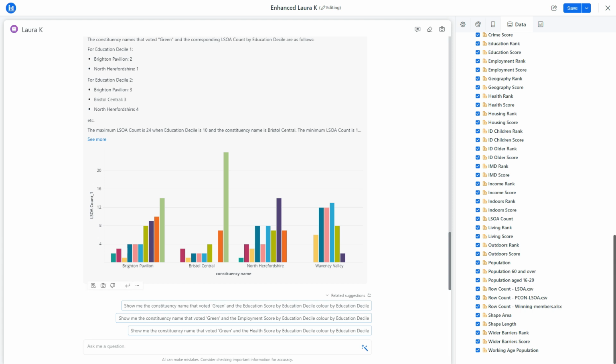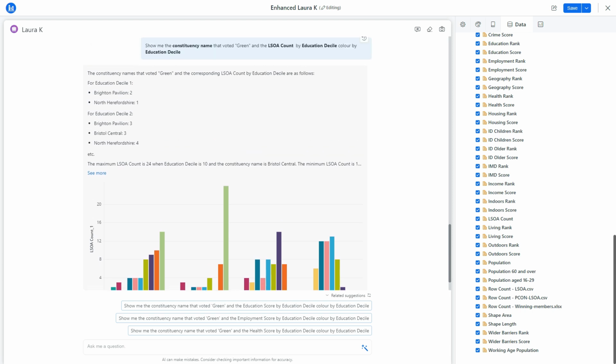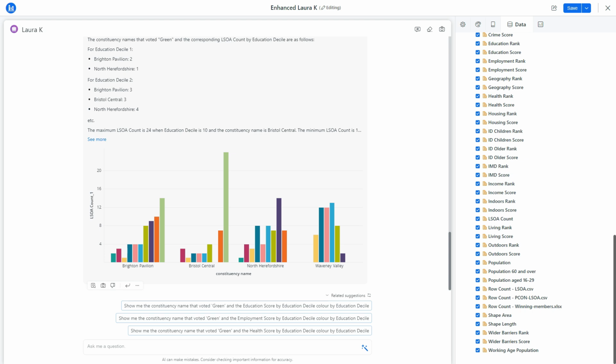So there's a question I asked earlier, which was to show me the constituency name that voted green and the LSOA count by education decile and color by education decile. So it's produced this graph, which shows the four constituencies that voted green in the election. And there you have the deciles.